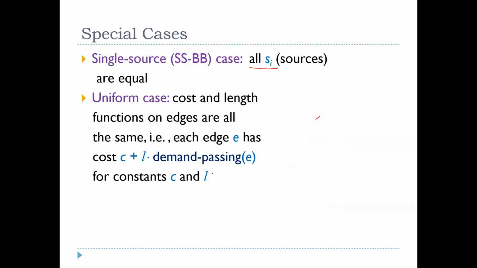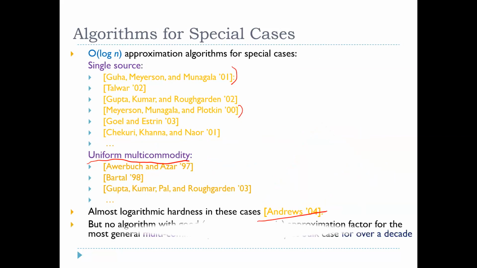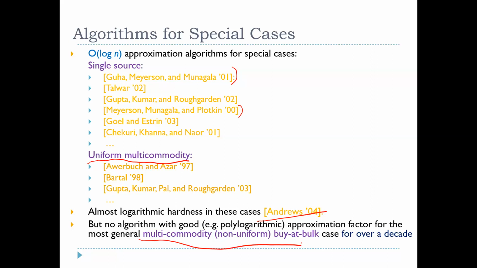For these two, you can get a log n approximation, as we discussed. And as I mentioned, you cannot get anything better than log n. That was a very important result by Matthew Andrews, who showed that for this problem you cannot get a constant factor approximation. Almost logarithmic is the best that you can have. Again, it doesn't mean that in practice it's logarithmic, but theoretically at least. So here we want to talk about multicommodity non-uniform buy-at-bulk, but before that I want to talk about the uniform multicommodity, and then we will go from there.